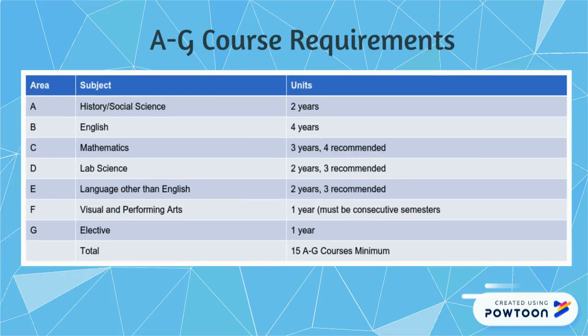Okay, so let's review. These are the minimum A through G course requirements. Remember, we want you to try to go above and beyond that minimum. And in Area C and in Area E, all of the middle schools offer opportunity for students to enroll in A through G classes, so you'll want to talk to your counselor for more information about that.